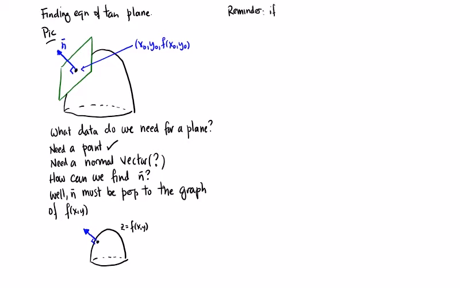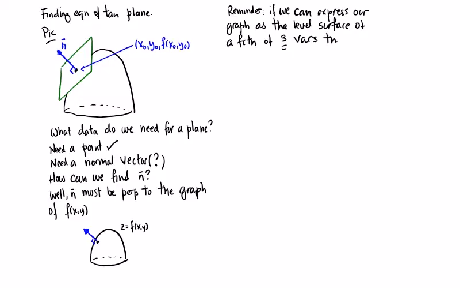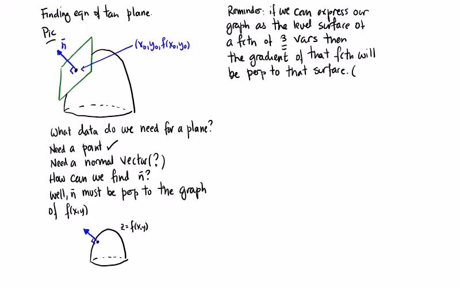So the reminder here is that if we can express our graph as the level surface of a function of 3 variables, then the gradient of that function will be perpendicular to that surface. And that comes from 13.6.